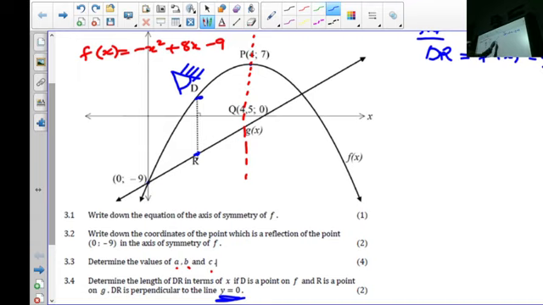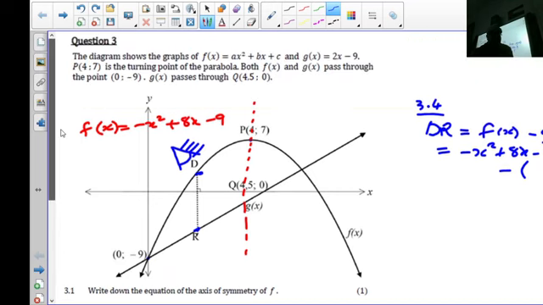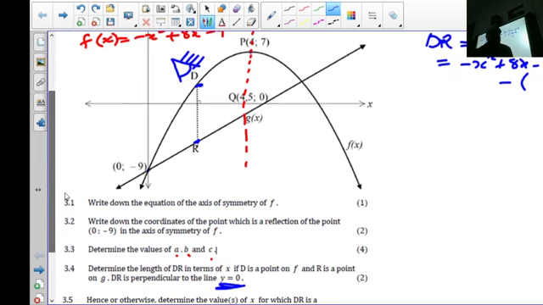If it was on this side, say that was dr there, then it would have been your straight line minus your parabola. But that's not the case. It's your parabola minus your straight line. Okay. So which gives us now negative x squared plus 8x minus 9 minus the equation of your straight line. I might need to get that quickly. We need to look here. Is 2x minus 9. 2x minus 9. Okay.